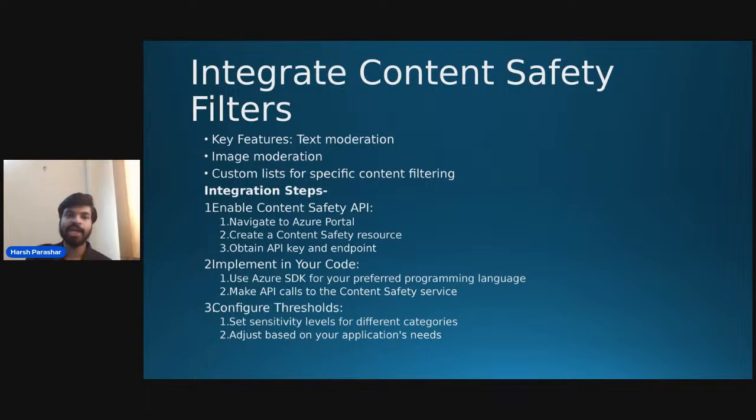You need to get your API key for the content safety API and its endpoint, so that you can implement them in your code. Implementing it in your code is very important. This is a new concept, and mostly it is not available on other platforms. So you need to learn how to implement content safety filters in your deployed model, especially on Azure AI Studio. For that, you need to use the Azure SDK toolkit for your preferred programming language. This is a multi-language platform, so you can use any programming language. It is up to you.